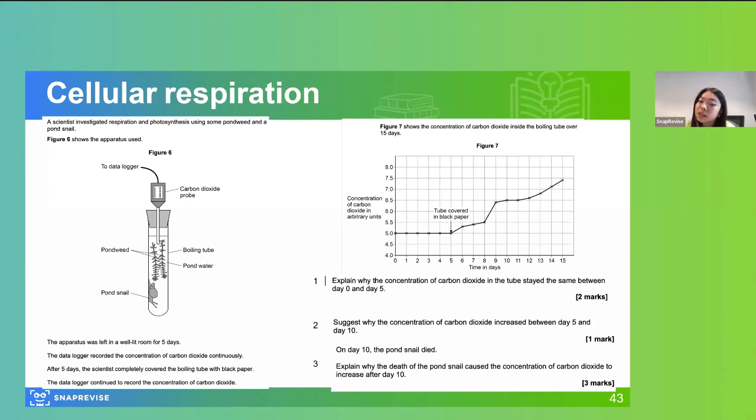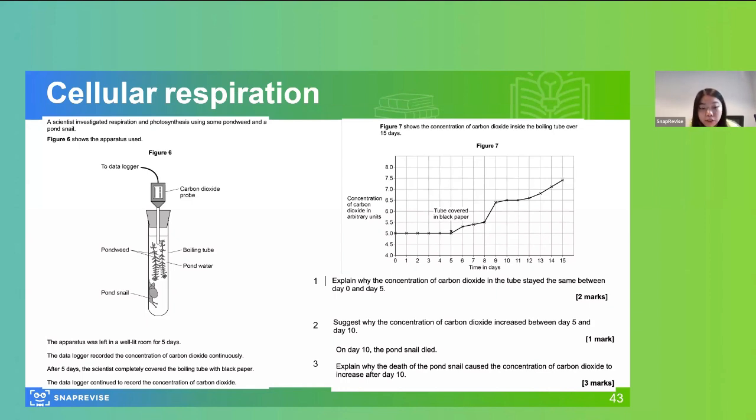2 marks. Second thing, suggest why the concentration of carbon dioxide increased between day 5 and 10. So this is what I meant by a suggest question. It's not really your topic knowledge, but more based off reading the graph. So it's asking you why the concentration has increased. What do you know about between day 5 and 10?